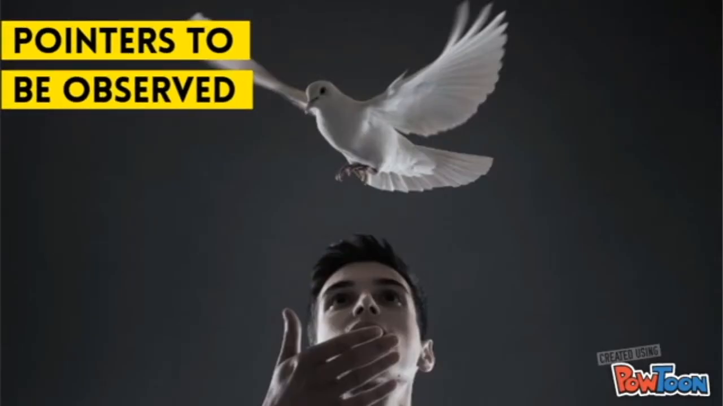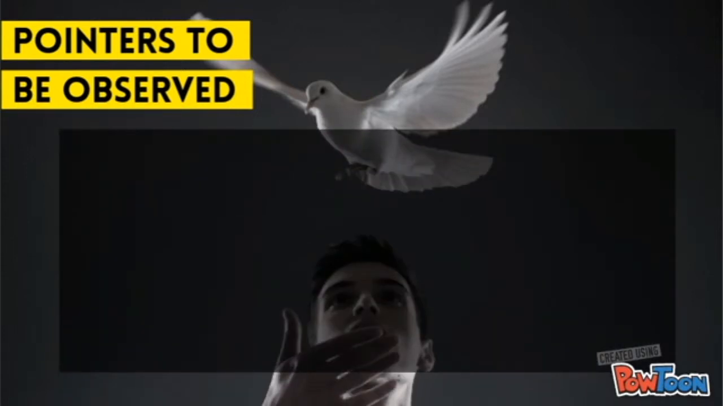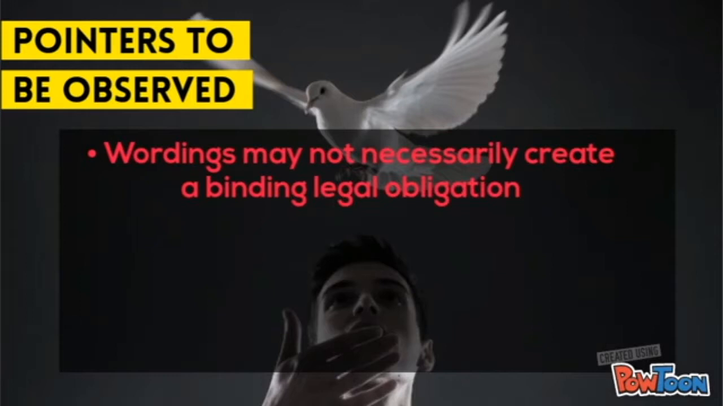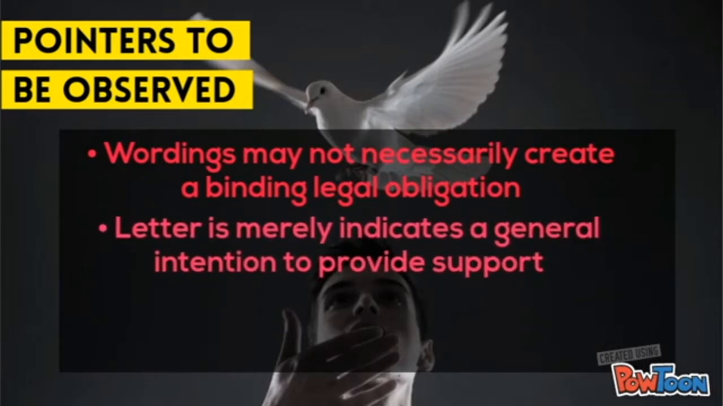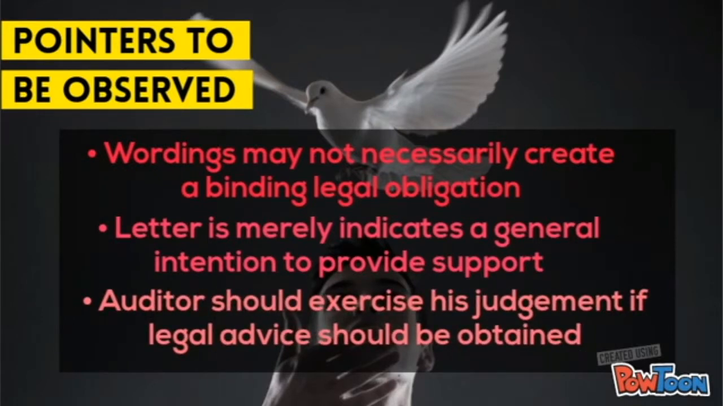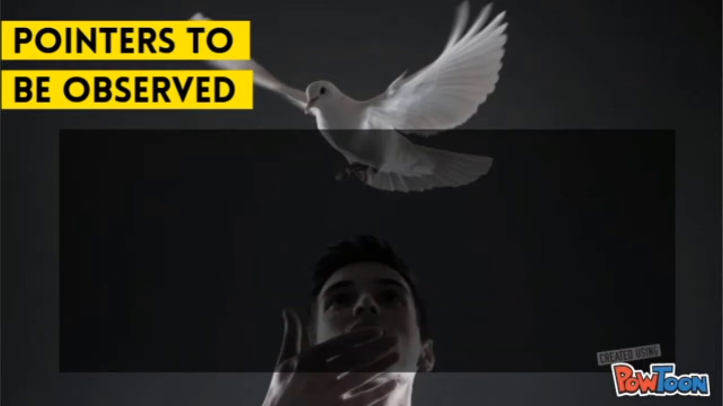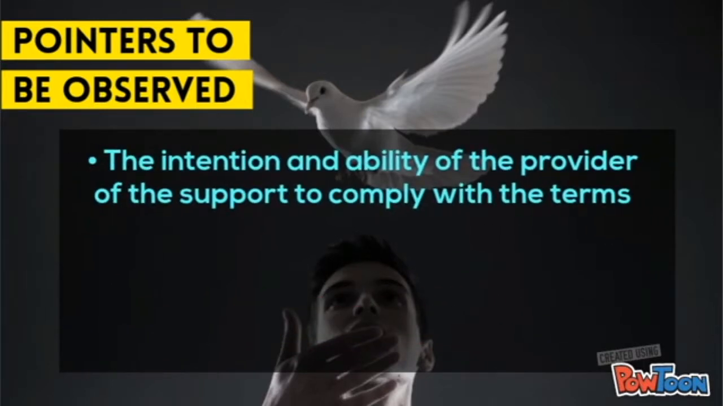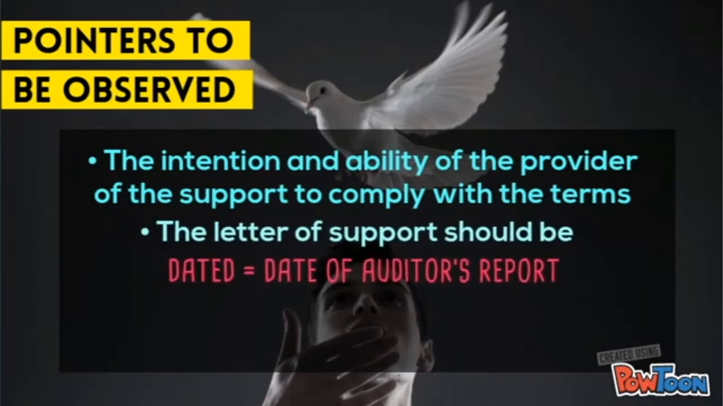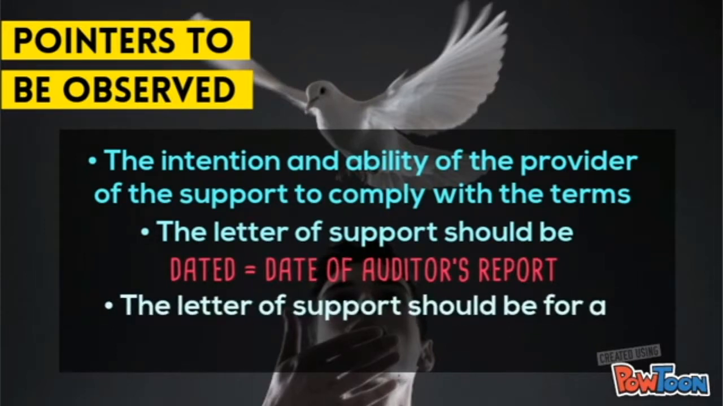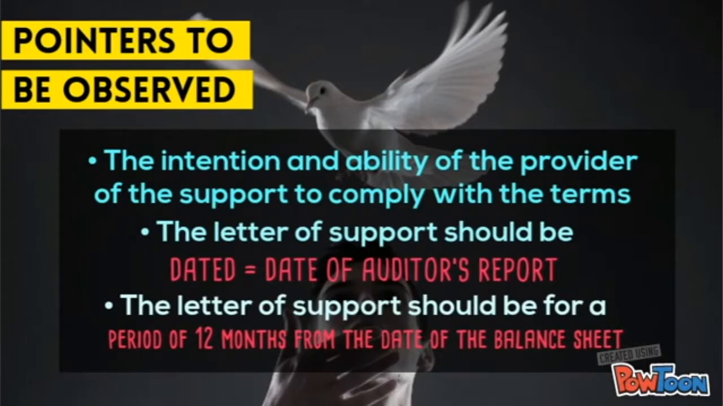These are some pointers that need to be observed with regard to the letter of support. The wordings may not necessarily create a binding legal obligation. The letter merely indicates a general intention to provide support. The auditor should exercise his judgment on whether legal advice should be obtained in determining the adequacy and enforceability of the letter of support as audit evidence. The auditor should take into consideration the intention and ability of the provider of the support to comply with the terms. The letter of financial support should be dated the same date as the date of the auditor's report. The financial support should be for a period of 12 months from the date of the balance sheet.